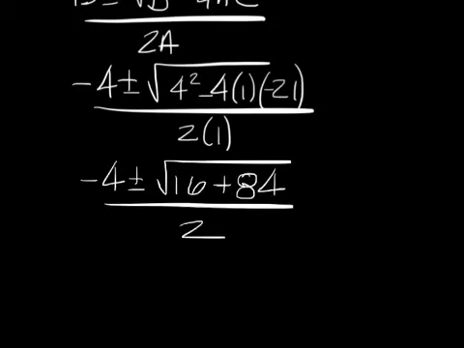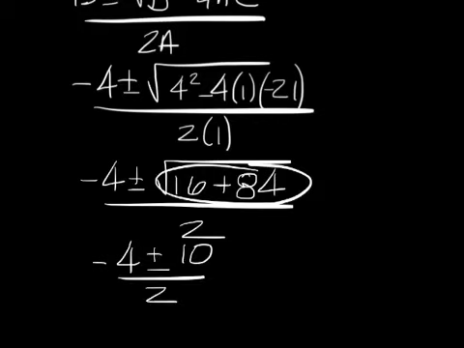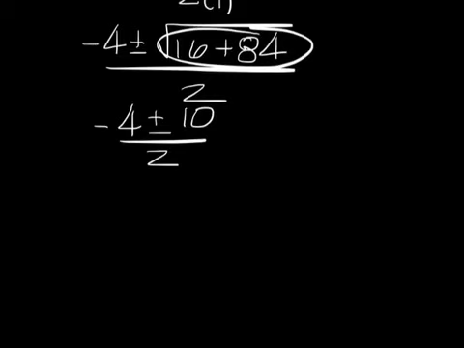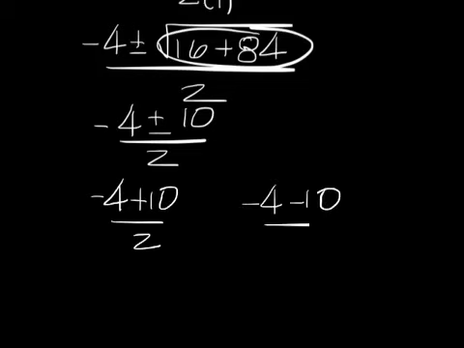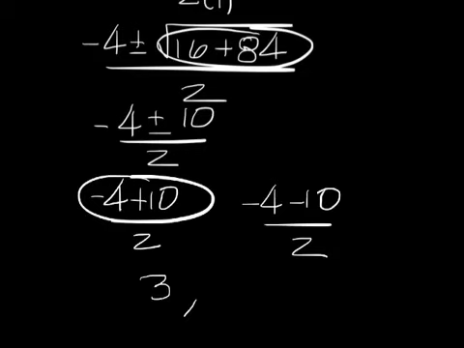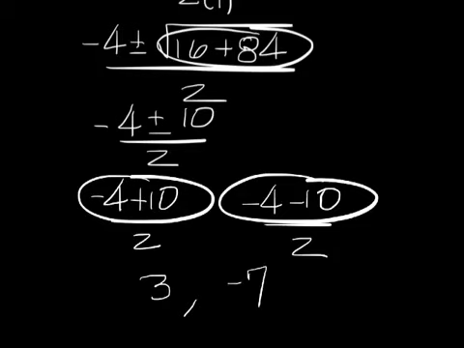So that's -4 plus or minus the square root of 16 plus 84. You'll know that it was factorable in the beginning if you get a perfect square under there. So -4 plus or minus, 16 and 84 is 100. What's the square root of 100? 10. So we have -4 plus or minus 10 over 2. So that's -4 plus 10 over 2 and -4 minus 10 over 2. That is 6 divided by 2, which is 3. And this is -14 divided by 2, which is -7.